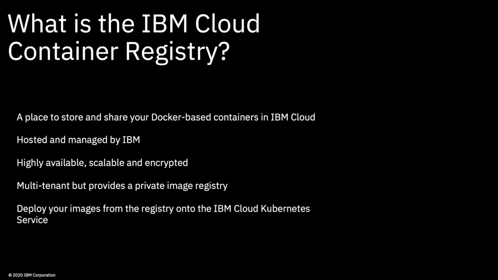And in this video, we're going to start talking about the IBM Cloud Container Registry. So you might be asking yourself what the IBM Cloud Container Registry actually is. Well, in a nutshell, it's a place to store and share your Docker-based containers within the IBM Cloud. And it's a place that makes it really easy to then deploy your containers onto your IBM Kubernetes service deployment.